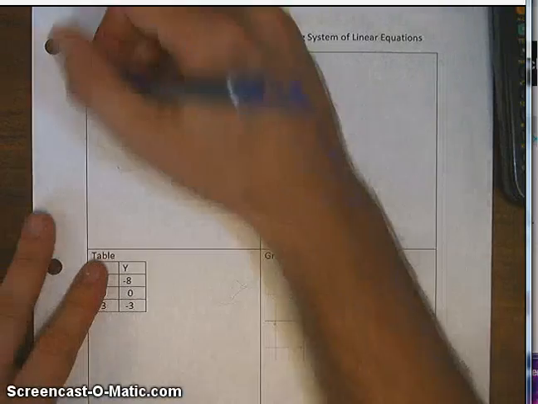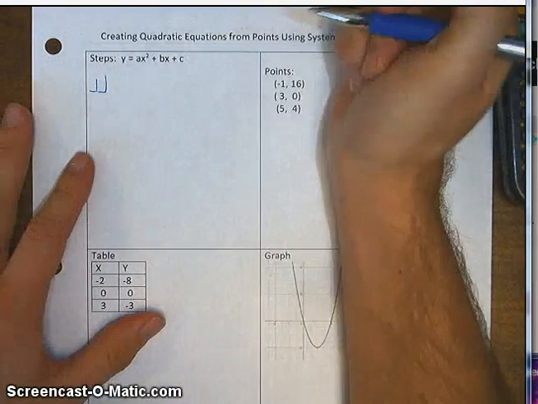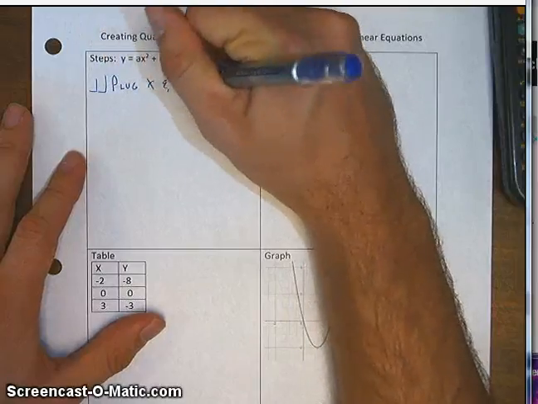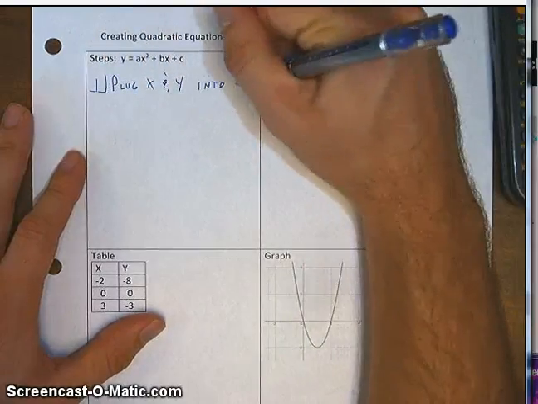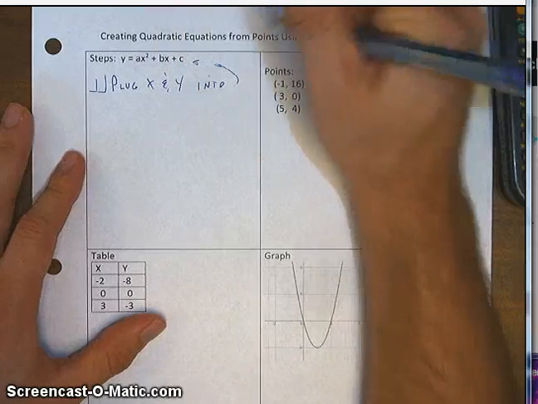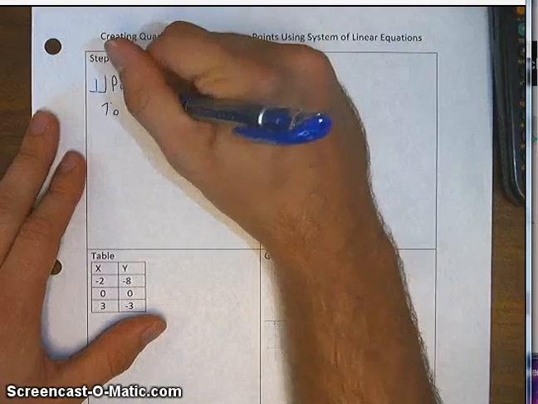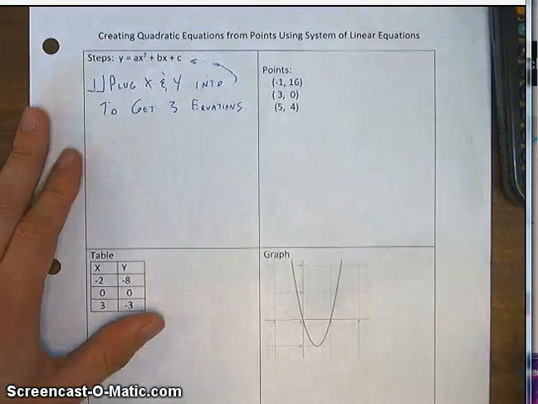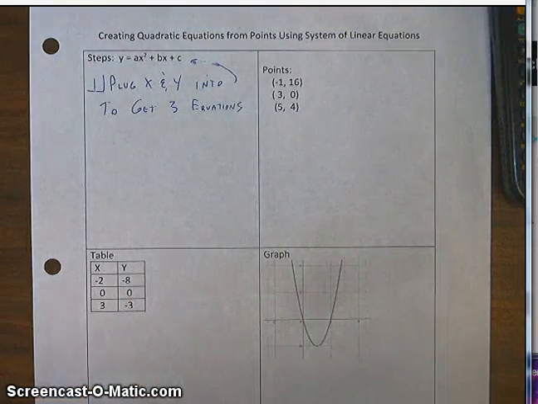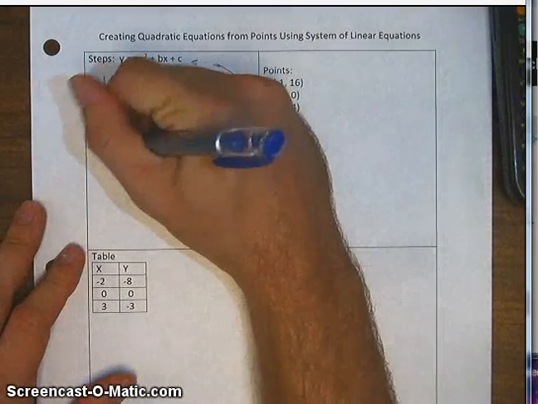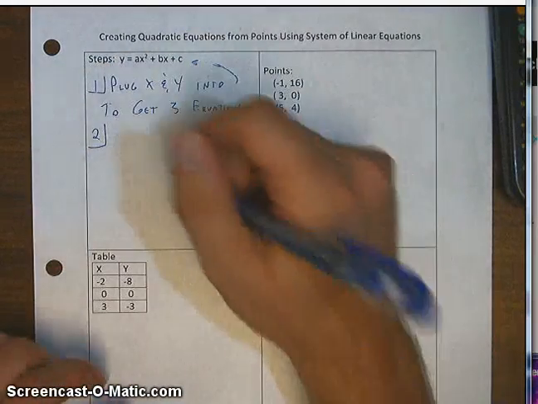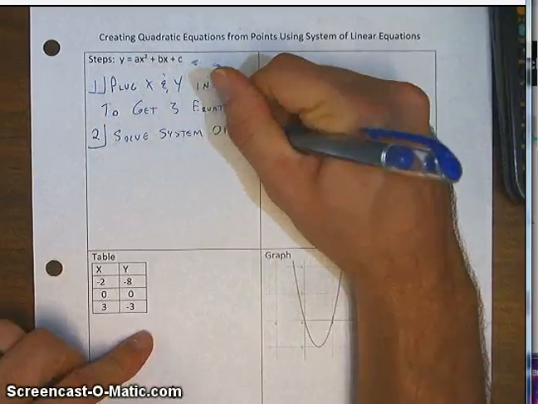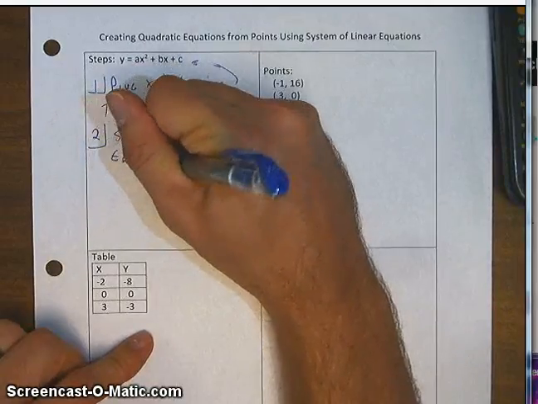The process for doing this is, first step is to plug x and y into this equation to get three equations. And when we have those three equations, they're going to be in terms of A, B, and C. So we're going to want to solve the system so that we can get A, B, and C.